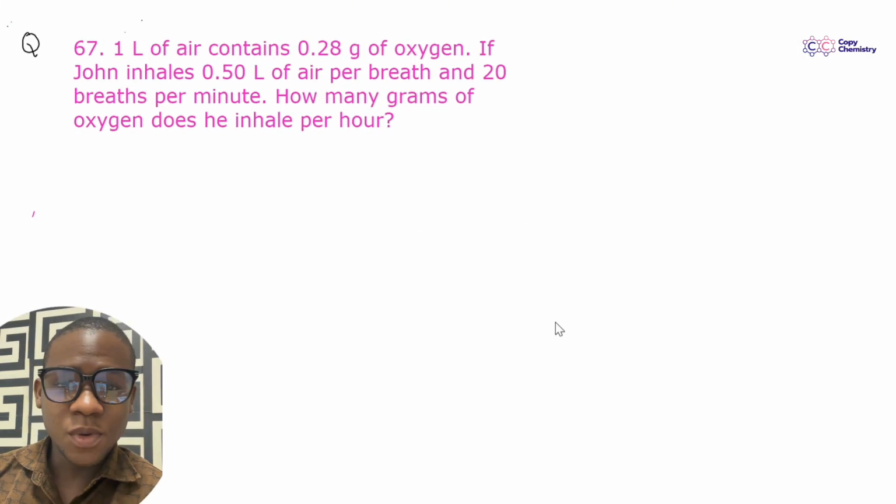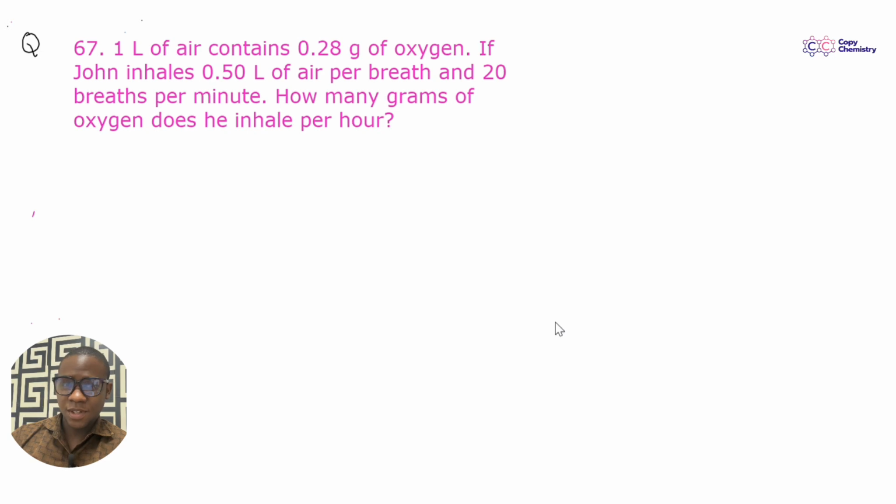Let's solve this question. 67 is still related to stoichiometry, so let's do it. 1 liter of air contains 0.28 grams of oxygen. If John inhales 0.50 liter of air per breath and 20 breaths per minute, how many grams of oxygen does he inhale per hour? Whenever you see this kind of question, you can follow along with me.